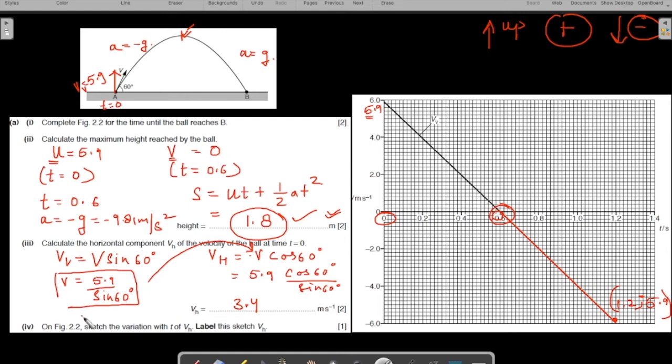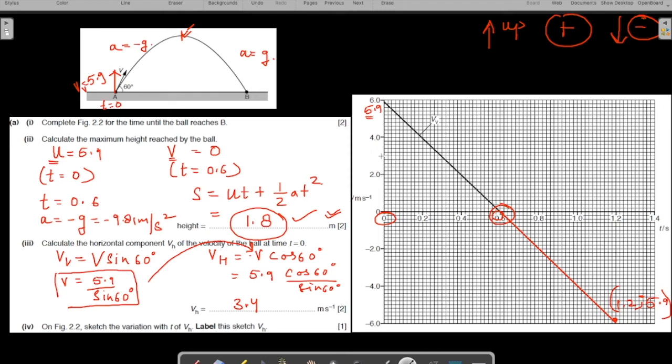Alright, so this is done. And now the fourth part on this graph. 2.2 is this graph. Sketch the variation with time t of the horizontal component VH and label this sketch VH. 3.4 is what you have to label. So the horizontal component does not change. This is what I explained in the beginning of the video. If you do not understand, go through that part of the video again.